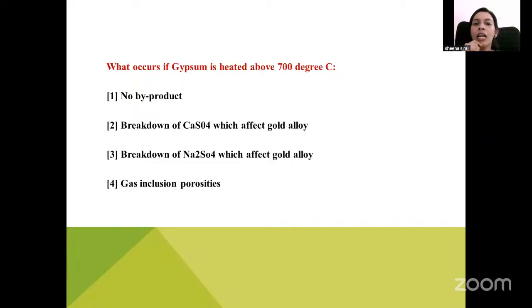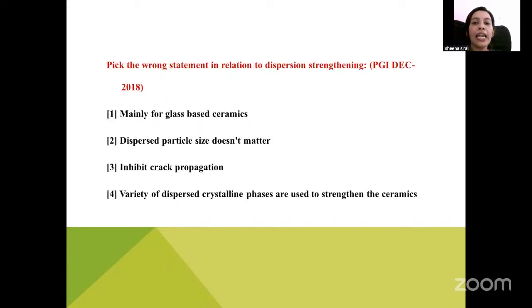Right. The next question: what occurs if gypsum is heated above 700 degrees centigrade? So what happens is that it forms sulfate, which actually affects the gold alloy. Next question.